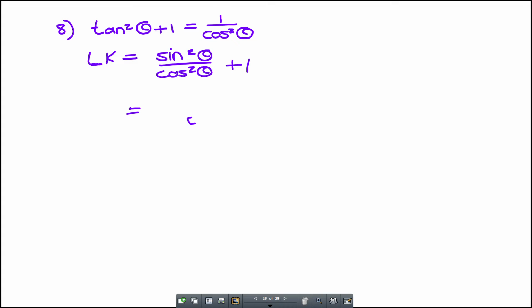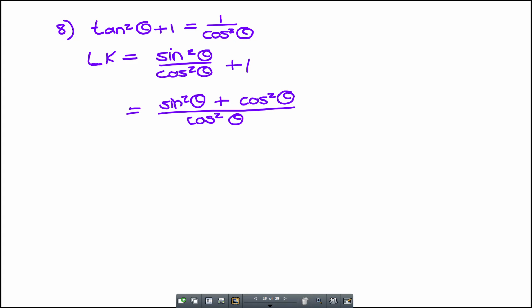So dan gaan ek hê cos kwadraat theta. At the top I had sin squared theta. En nou moet dit plus, wat gaan ek hier bo sit op cos kwadraat theta om dit eintlik 1 te maak? Cos kwadraat theta. Do you guys all understand how I got there?